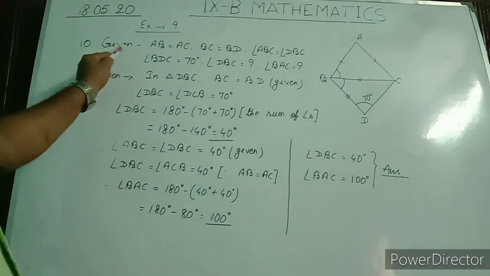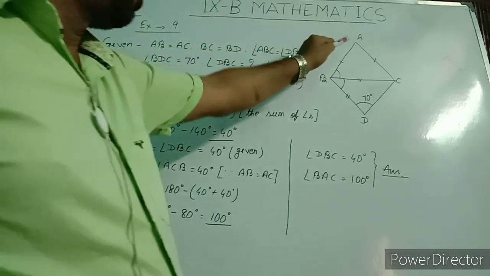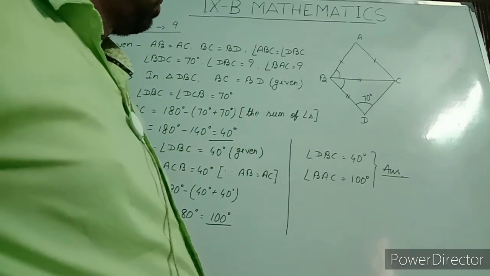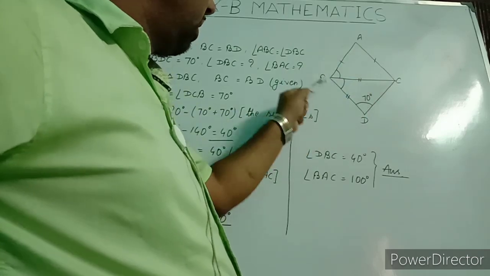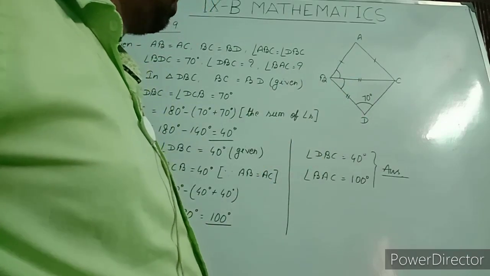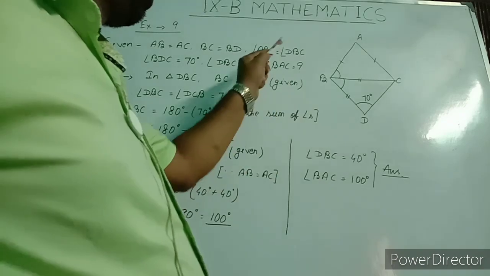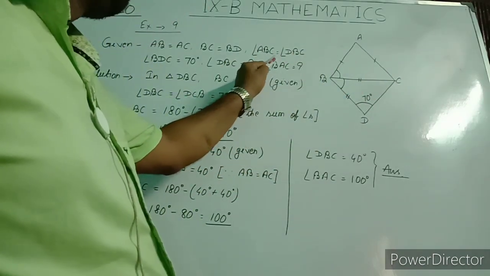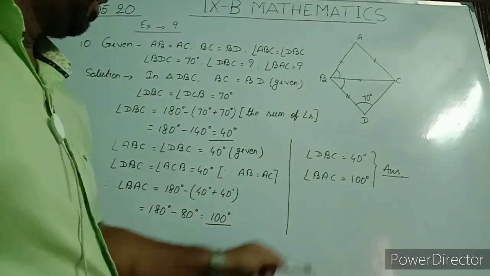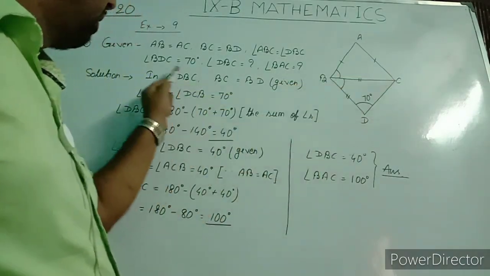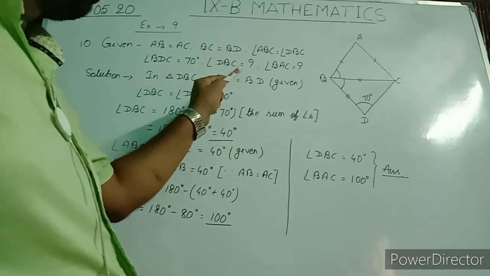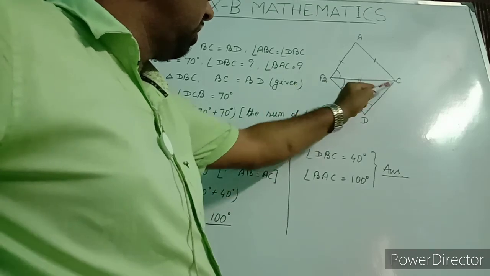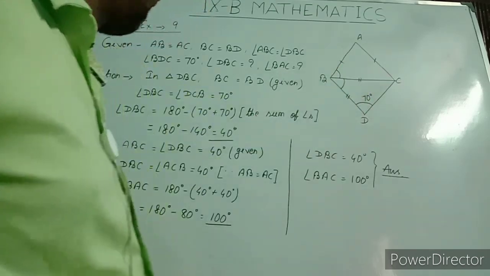So at first I wrote the given information. AB equals AC, given in the question. Since BC is the bisector of angle ABD, or angle B, therefore angle ABC is equal to angle DBC. Angle ABC equals angle DBC. And angle BDC is 70 degrees. Then we are asked to find angle DBC and angle BAC.